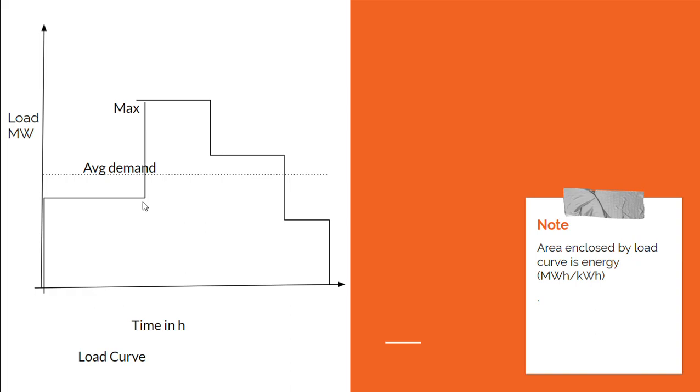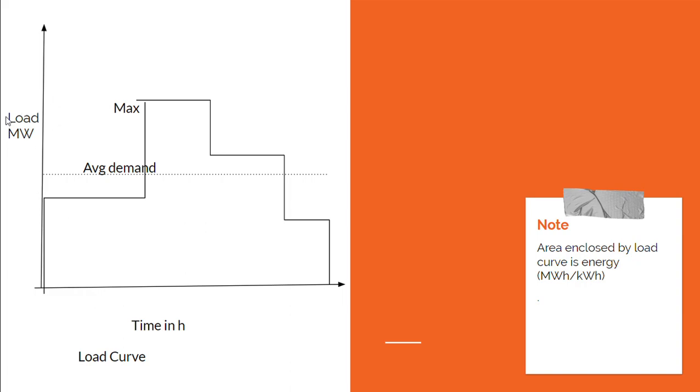Okay, for example, if you are talking about agricultural load, you will find that the agricultural load is minimum in rainy season because the pumping requirement is less there, whereas the power demand would be maximum during summer because there you have to pump more water for irrigation. So this is the significance of load curve.